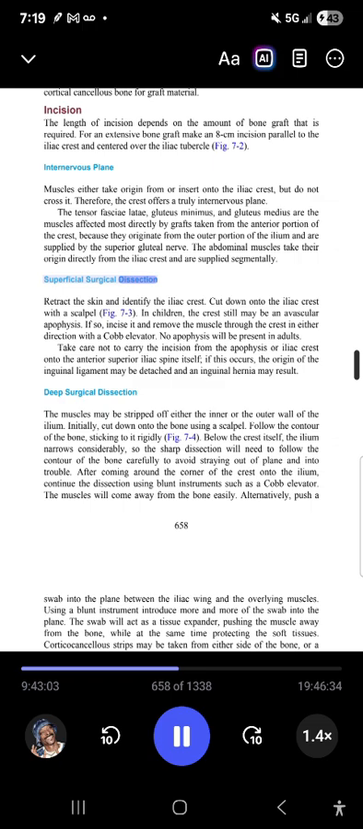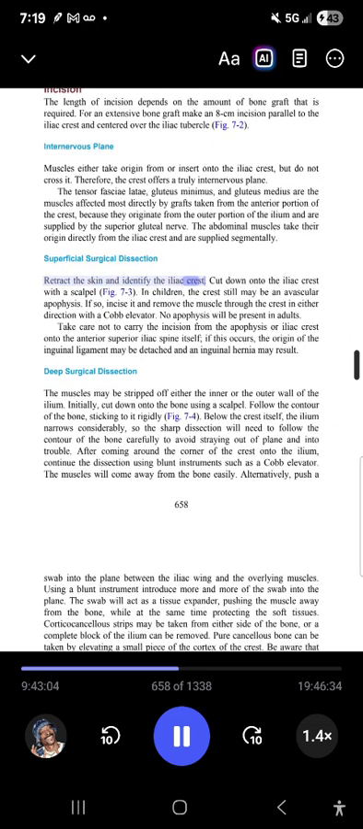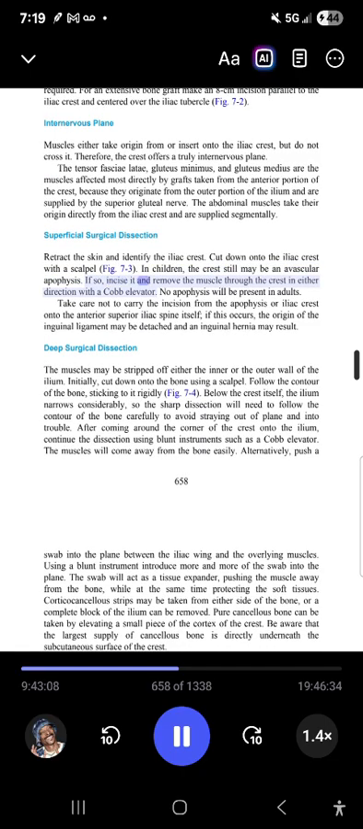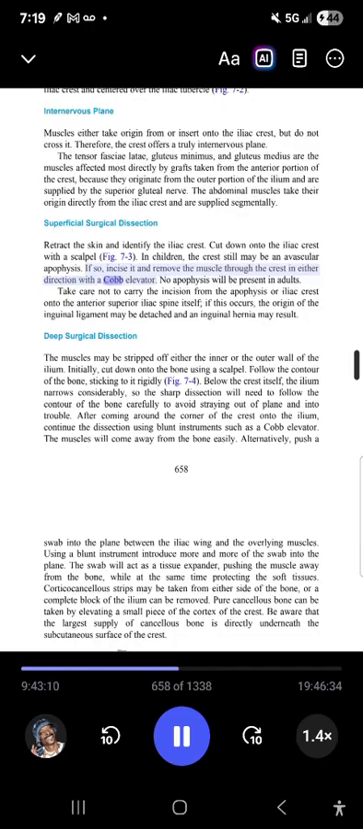Superficial surgical dissection. Retract the skin and identify the iliac crest. Cut down onto the iliac crest with a scalpel. Figure 7-3. In children, the crest still may be an avascular apophysis. If so, incise it and remove the muscle through the crest in either direction with a Cobb elevator. No apophysis will be present in adults.